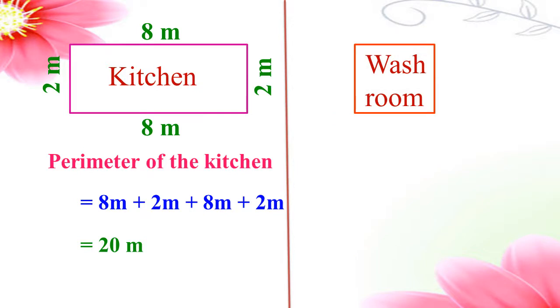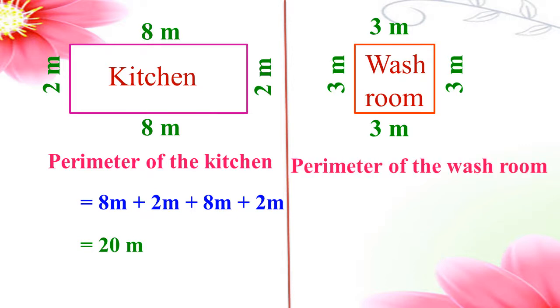Let us find the perimeter of washroom. Here the length of each side is 3 meter. So, perimeter of the washroom equal to 3 meter plus 3 meter plus 3 meter plus 3 meter equal to 12 meter. So that is perimeter of the washroom equal to 12 meter.